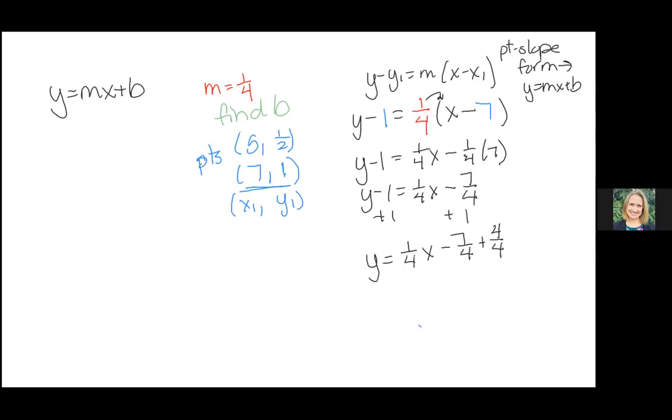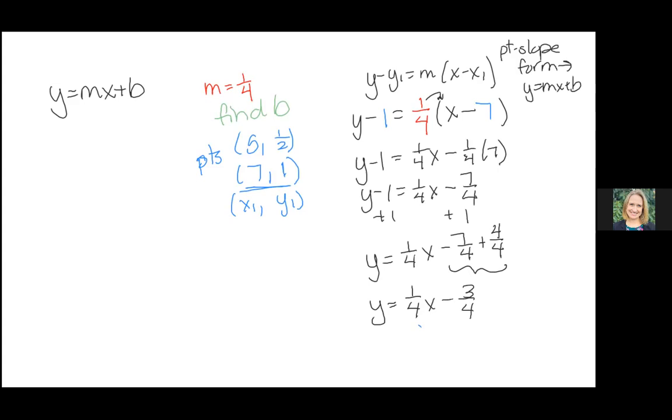I wanted to make that common denominator so that way I can simplify that, and I get y equals 1/4 x minus 3/4, right? -7/4 plus 4/4. -7 plus 4 is -3, and then fourths. The 4 is just my denominator. So that's one of the advantages of point slope form: when you have a point and you have a slope, now you can find y equals mx plus b.